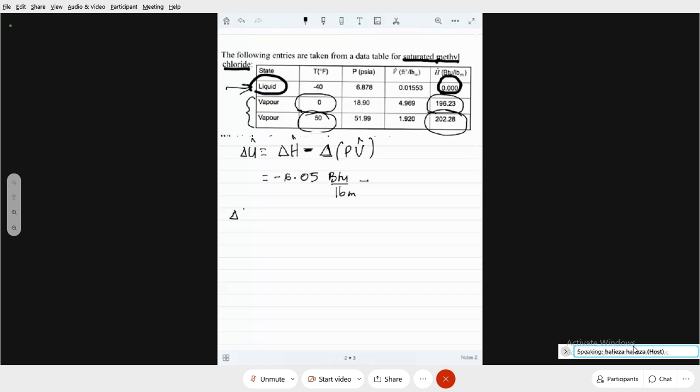Delta PV is equal to PV final value minus PV initial value. Your final value is going to be at what temperature just now? 50. Final value, okay, at 50. So your P is here, 51.999. I'm going to erase that because I need to do it somewhere.